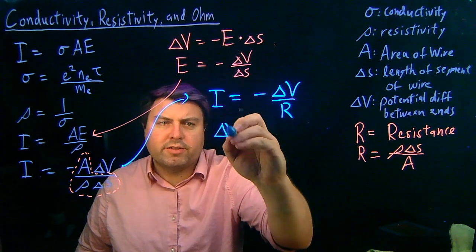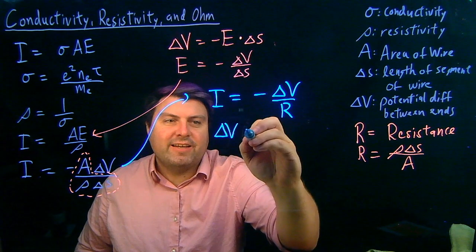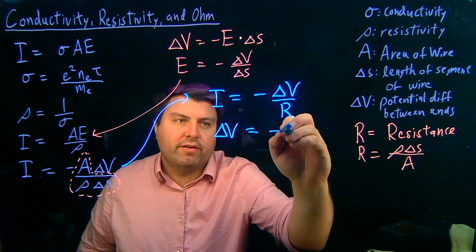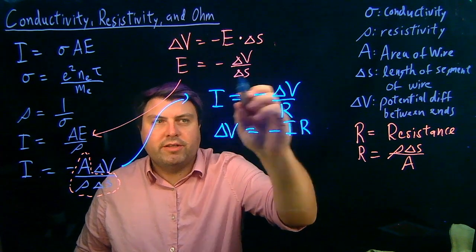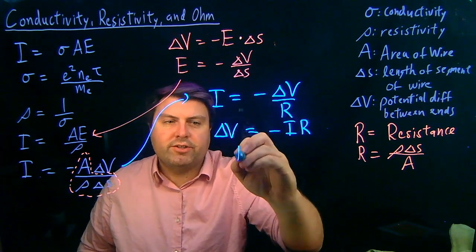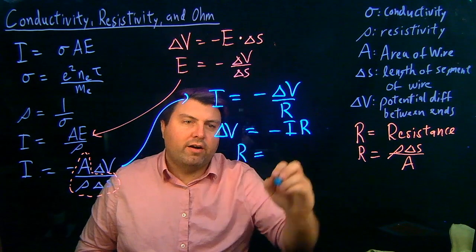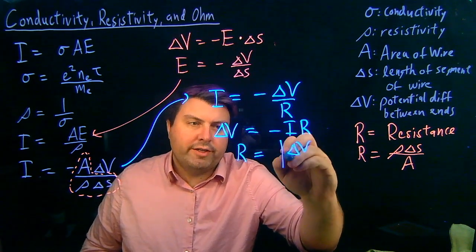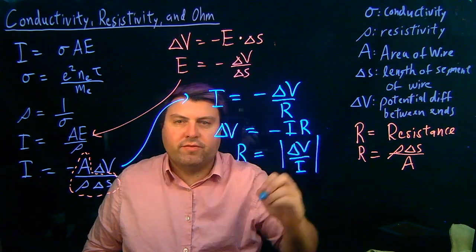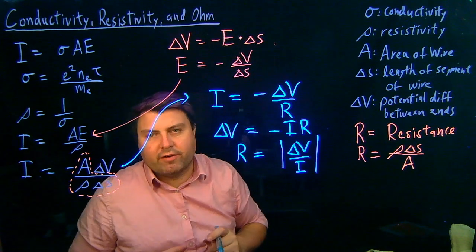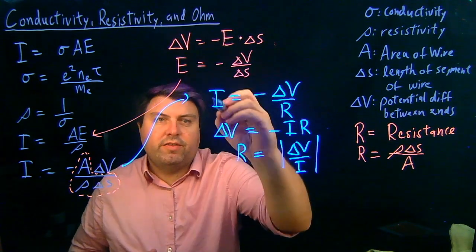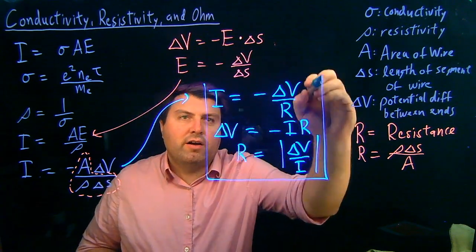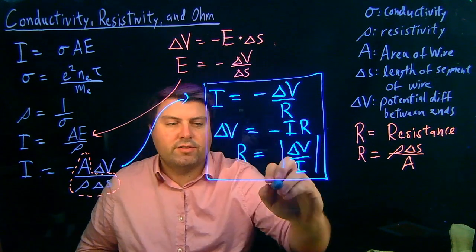One of the more popular ways to solve it, there's only really three, is saying delta V is equal to negative IR. Usually when we do this, we don't really worry about sign conventions, and similarly for our R, we just say it's the magnitude of delta V over I. We're not worrying too much about direction for these kinds of things. So this right here, these are Ohm's laws.